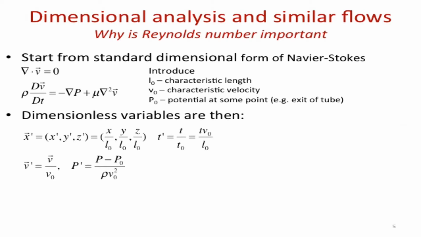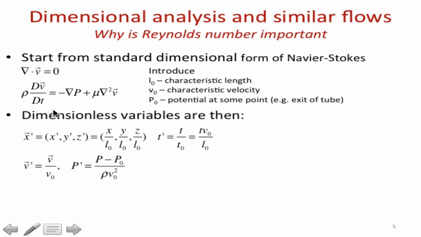And I will introduce pressure as P minus P0 over rho V0 squared. There's multiple versions of this. This will do for non-dimensionalizing pressure. Okay? So once I actually plug that in, great. I am wondering, what is the Navier-Stokes equation for x prime, t prime, v prime, and p prime?